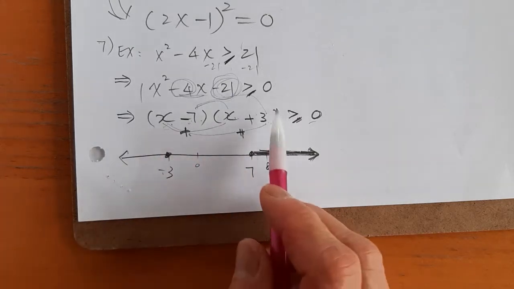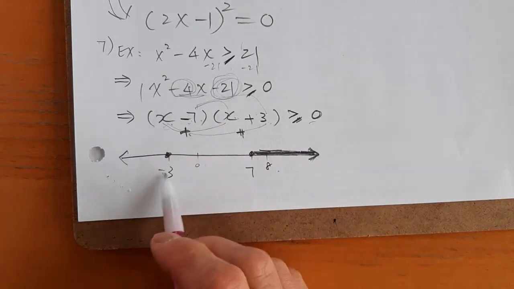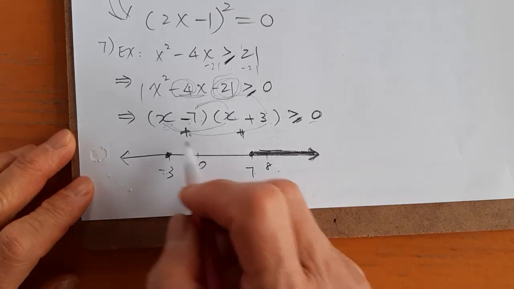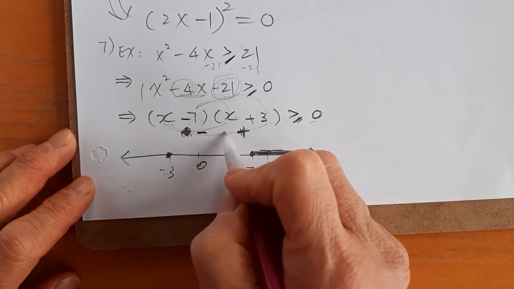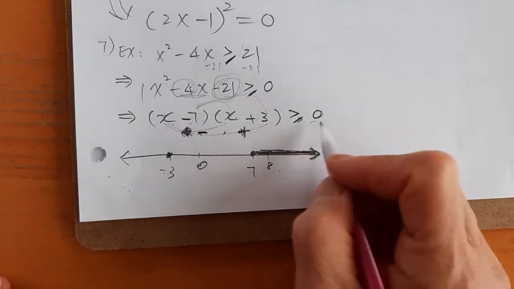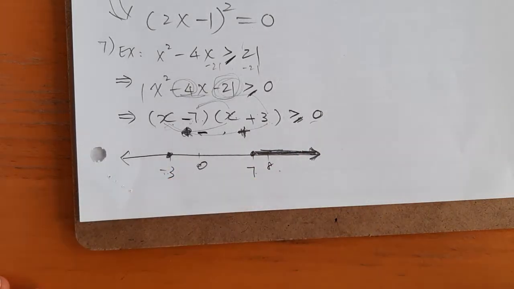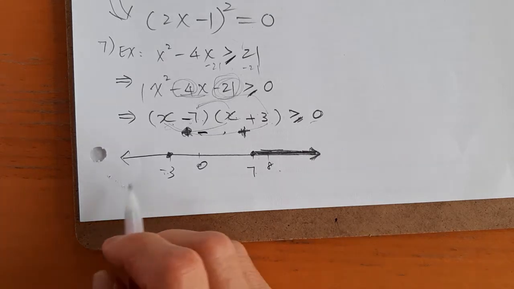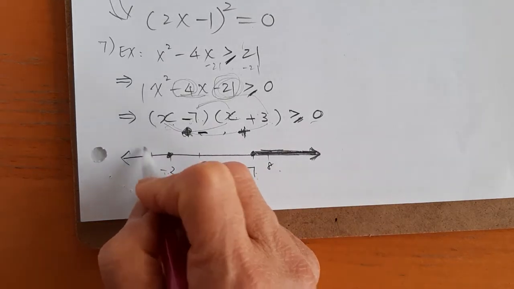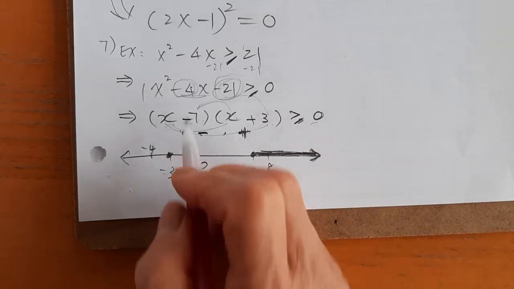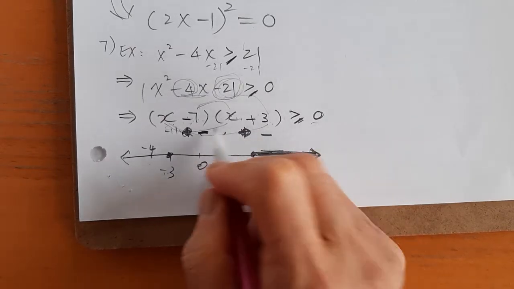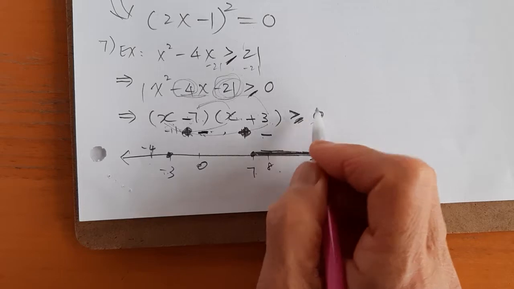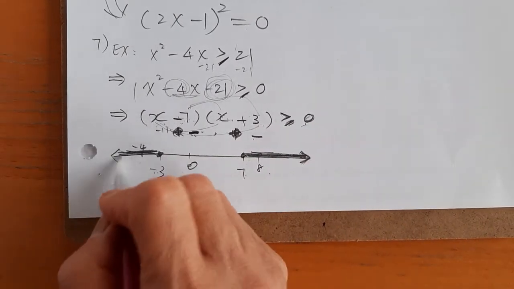This makes the inequality greater than 0. Any number between negative 3 and 7, like 0, you plug in: 0 minus 7 is negative, 0 plus 3 is positive. Negative times positive is negative, which is less than 0. So between negative 3 and 7 makes it less than 0, so it's not the solution. Any number less than negative 3, like negative 4: negative 4 minus 7 is negative 11, negative. Negative 4 plus 3 is also negative. Negative times negative becomes positive, greater than 0. So this side is positive.